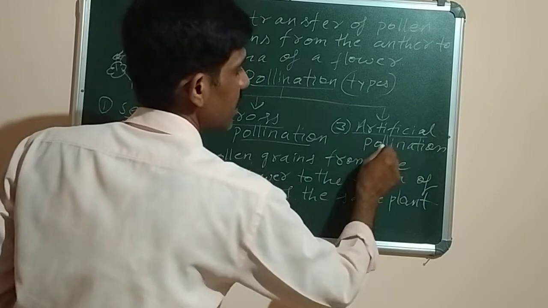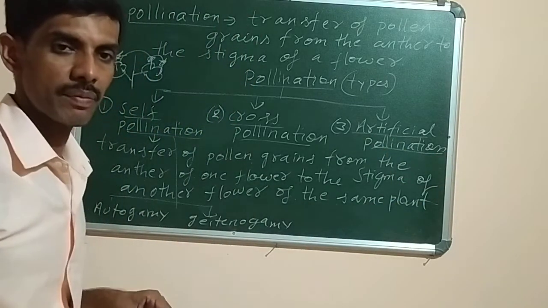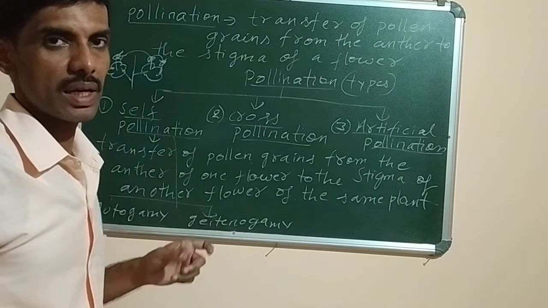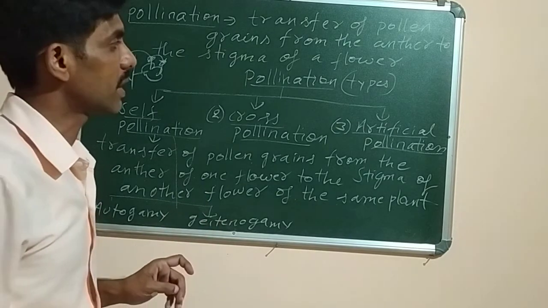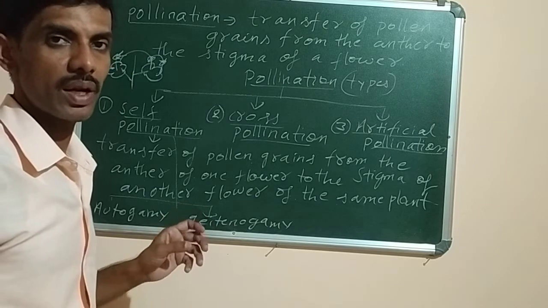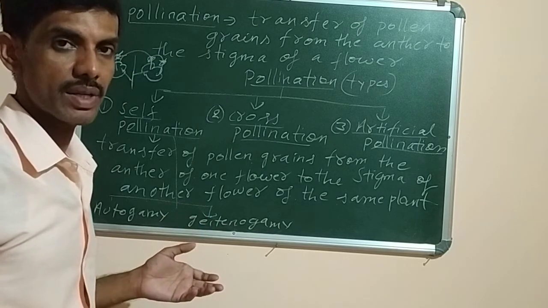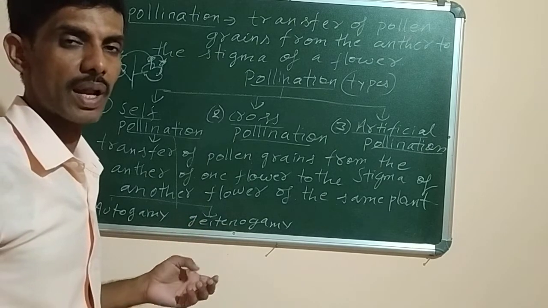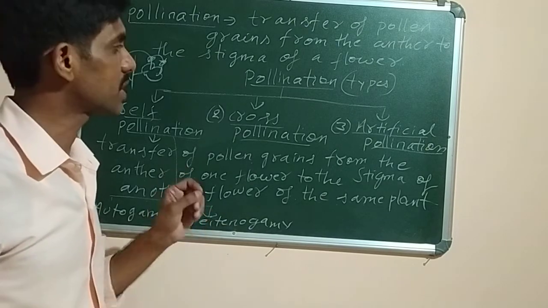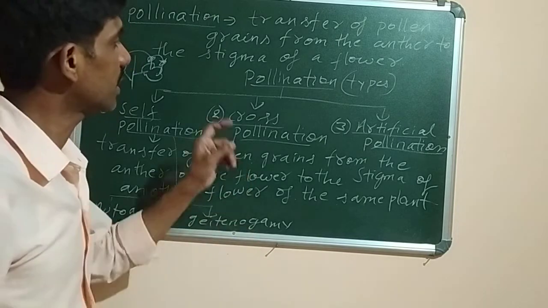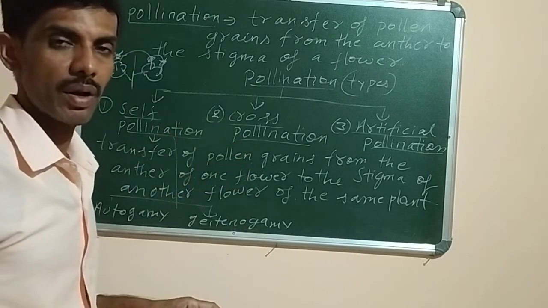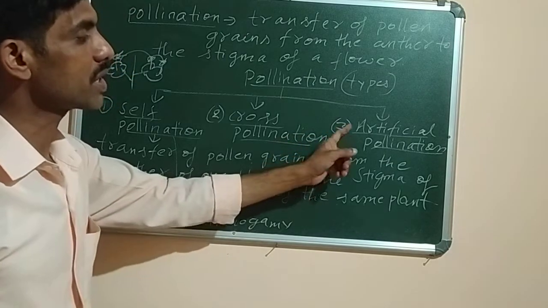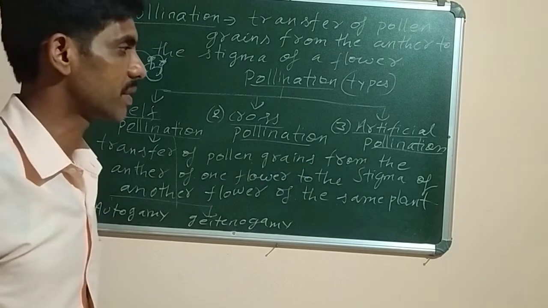Now the third one is artificial pollination. What is artificial pollination? The pollination which is done by man is called artificial pollination. It is done by plant breeders when they select the flowers to be pollinated for the desired characteristics which they want in the plant. Like they will select a high-yielding variety of plant, they will take the pollens from that plant, and they will deposit them on the stigma of the flower of the plant to get the desired characters. So such type of pollination which is brought about by man is called artificial pollination.